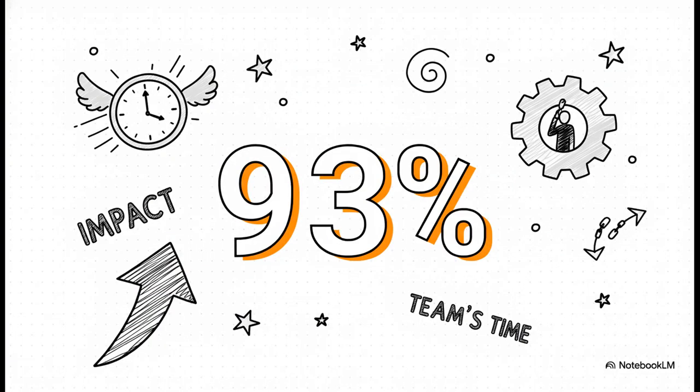The impact here is a 93% reduction in time spent on this manual, error-prone reconciliation. We're not talking about a minor improvement. This is a fundamental change in how your agency's back office can operate. It frees up your absolute most valuable resource, your team's time.